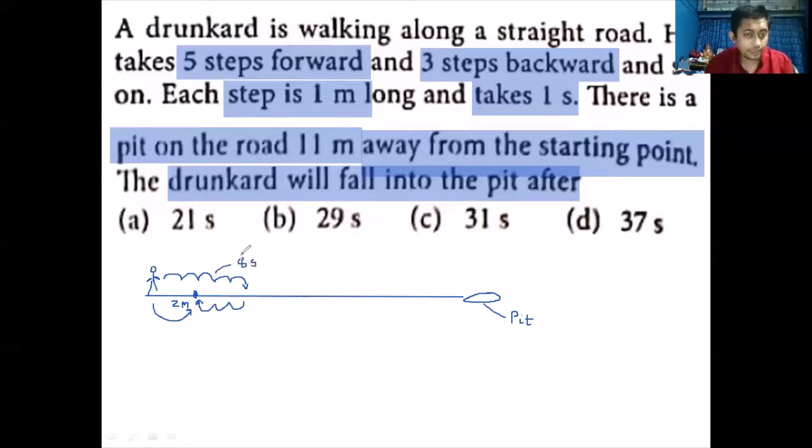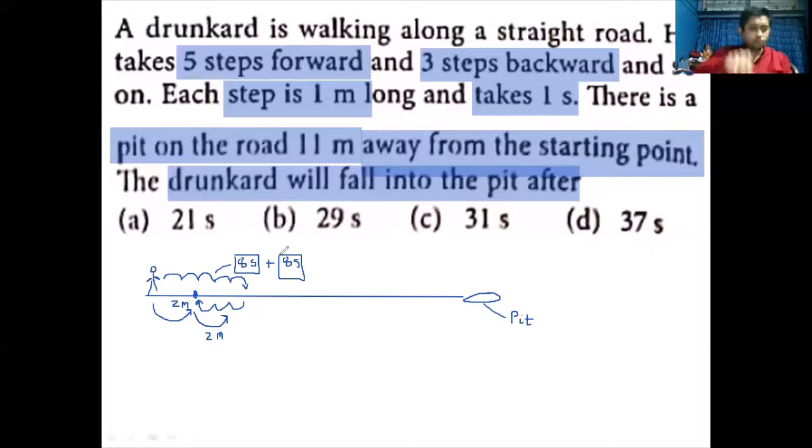Now that means, students, that in every 8 seconds the drunkard will make 2 meters of displacement. So the drunkard will again go forward by 2 meters in another 8 seconds. Plus 8 seconds. Cool. He will go 5 steps forward, 3 steps backward. So the net displacement is another 2 meters.